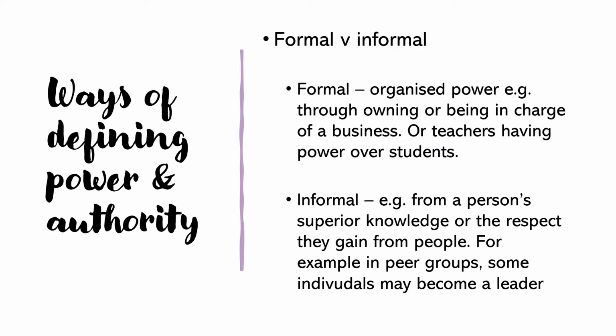Right, so there are two main ways of defining power and authority. The first one is by comparing formal and informal power. So formal power is organized power. You have power, for example, because you are high up in an organization, you've earned that power, and it's placed in terms of your position within that group. So for example, it might be that you are the boss of a company. You have power. You hire people, you fire people.